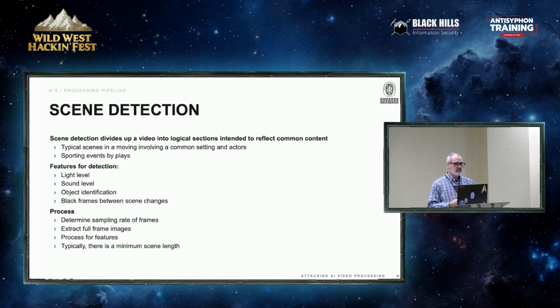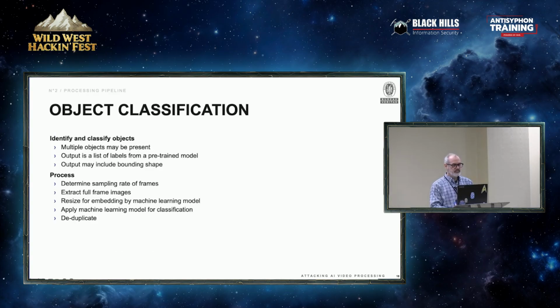There's a process of sampling a certain number of frames to be able to pick those up. That's going to be important when you generate videos, that you make sure that you're generating enough frames that it's going to see a scene change. It does extract full frames. It may process things for features, all these things. One thing that's important is there's usually a minimum scene length. So 10 seconds, 20 seconds, you're just going to have to play with that with your target to figure out what it is, or you're not going to be able to properly test it.